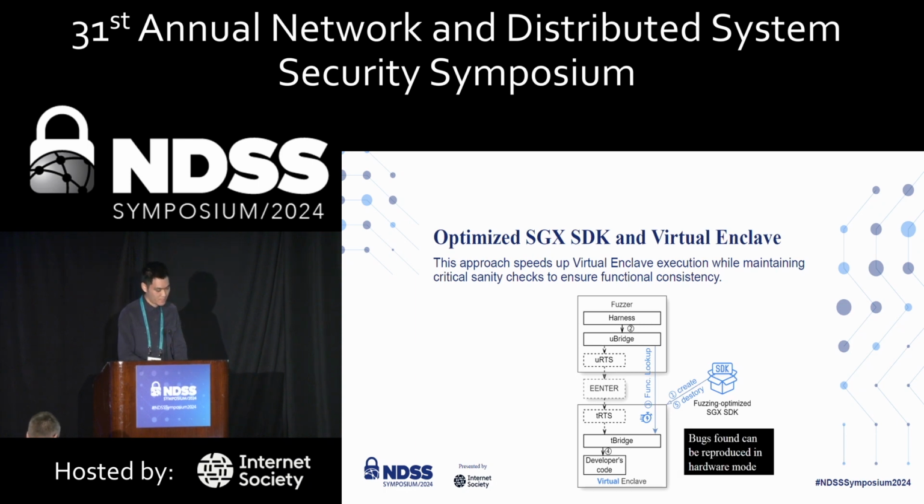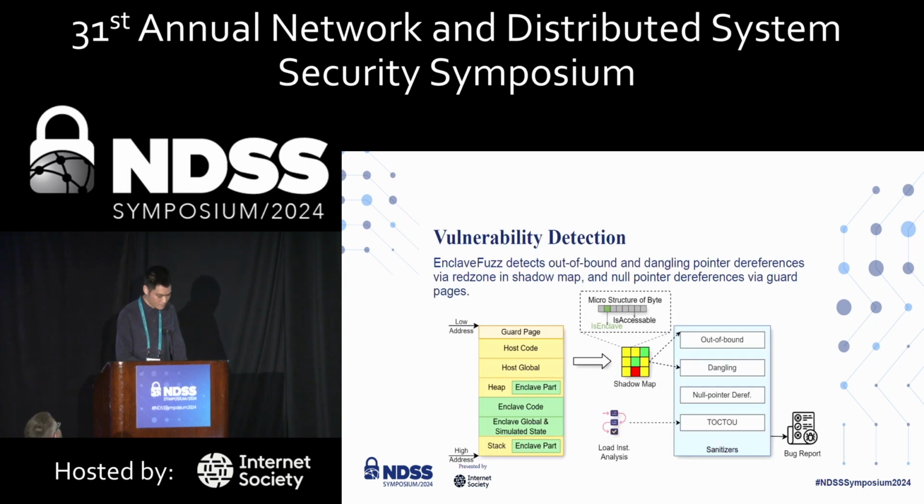Our evaluation shows that all bugs found in our virtual enclave execution environment are reproducible in a real hardware enclave. To detect common memory corruption bugs, we follow a similar design as ASan, which uses a shadow map to detect out-of-bound and dangling pointer dereferences, and a god page to detect non-pointer dereference. Also, since the virtual enclave is loaded as a standard shared library by the fuzzer, the fuzzer and the virtual enclave share the same heap and stack memory. To identify whether a memory region is trusted by the enclave or not, we implemented the shadow map using ASan to mark whether the memory is accessible or not.